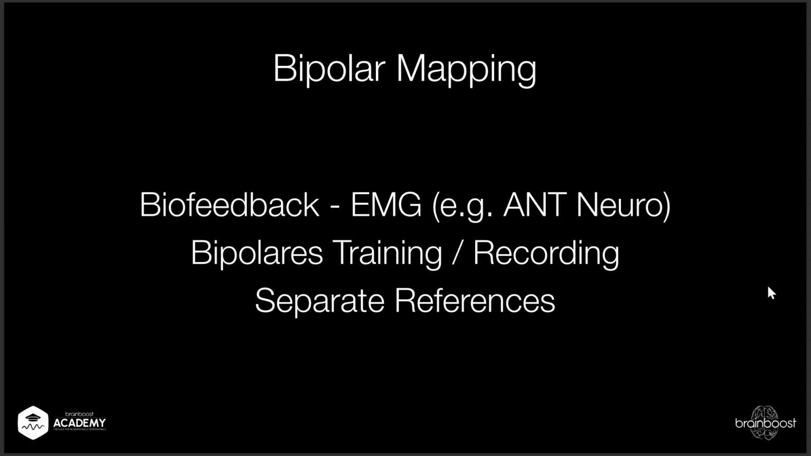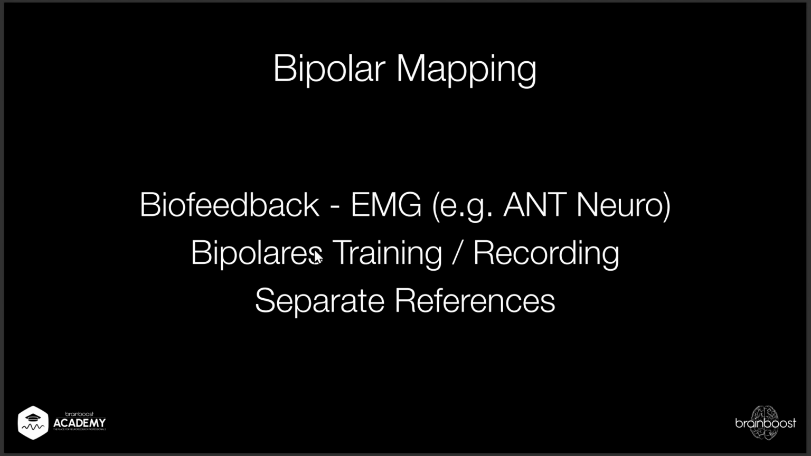Last but not least, bipolar mapping. Here it gets a little confusing, or at first, some people might think this a little through, but it makes a lot of sense if, for example, you want to do an EMG, so measure muscle tension. Here, for example, with an ANT Neuro device, there's different devices as well. Once you get what the bipolar channels are about, then it makes a lot of sense.